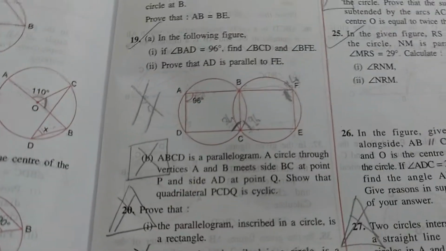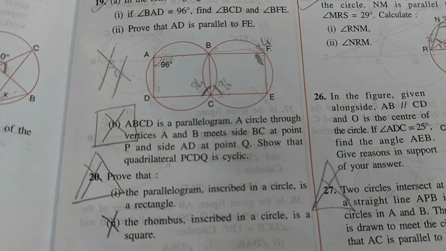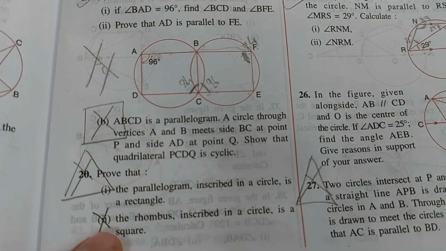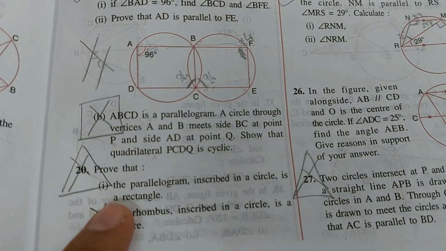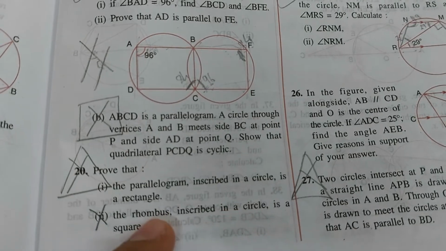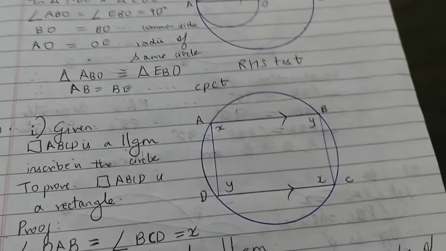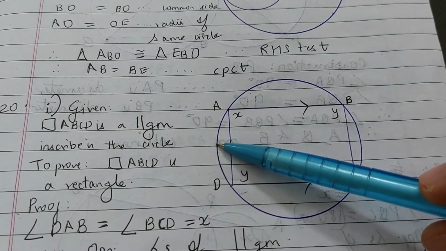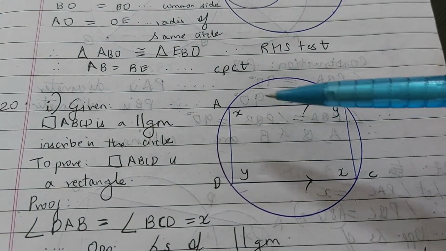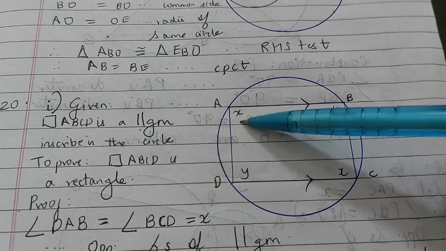Now 19 Bravo will be for homework. 20th one. 20.2 cancelled because it's the same type as 20.1. 20.1, let's do it. Prove that parallelogram inscribed in a circle is a rectangle. No diagram is given, so we'll draw a diagram. And we'll have to write the given, because when the given is not given, it is compulsory to write the given. So ABCD is a parallelogram inscribed in the circle.